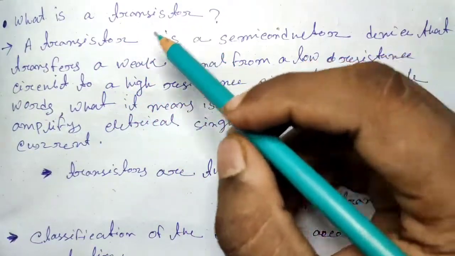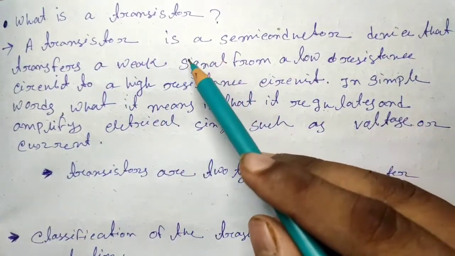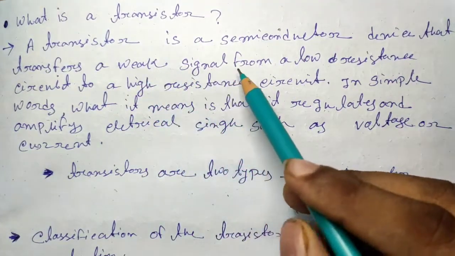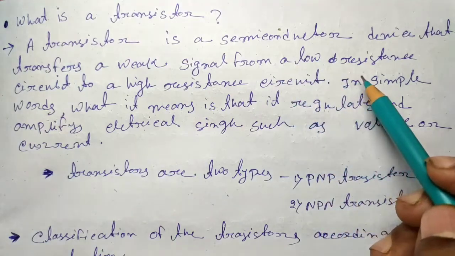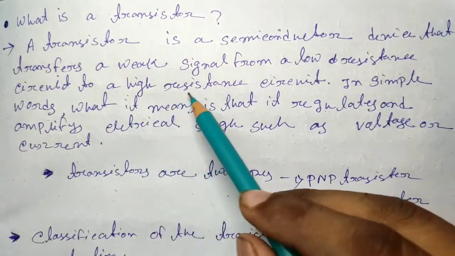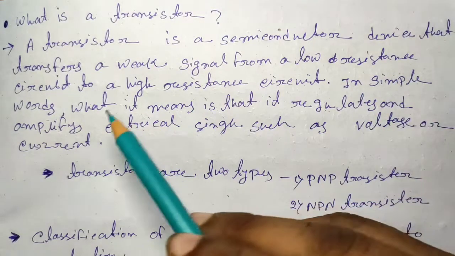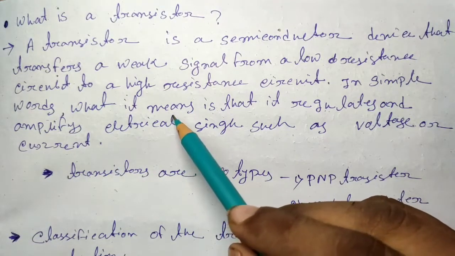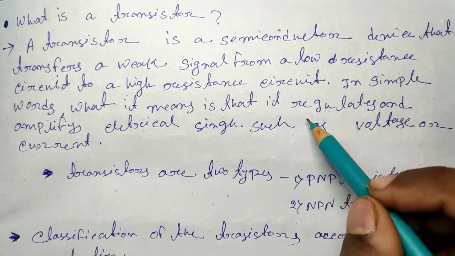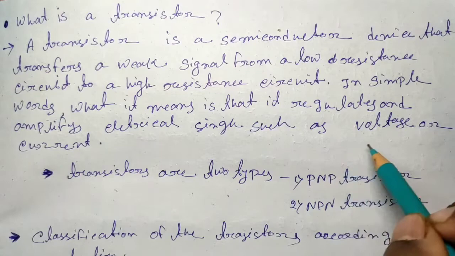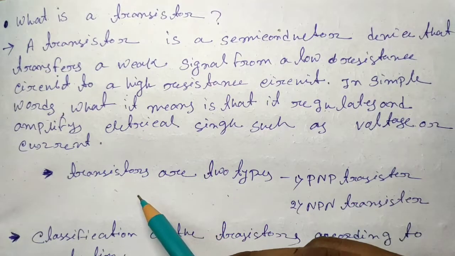What is a transistor? A transistor is a semiconductor device that transfers a weak signal from a low resistance circuit to a high resistance circuit. In simple words, it means that it regulates and amplifies electrical signals such as voltage or current.